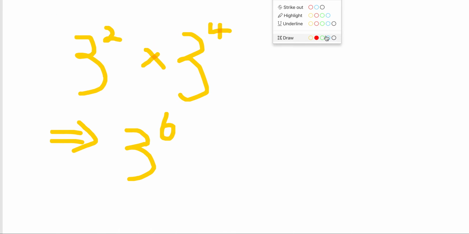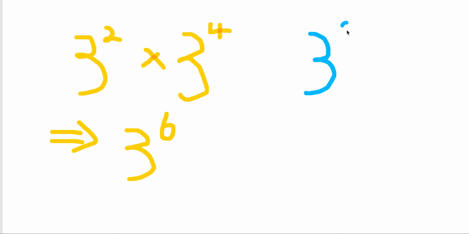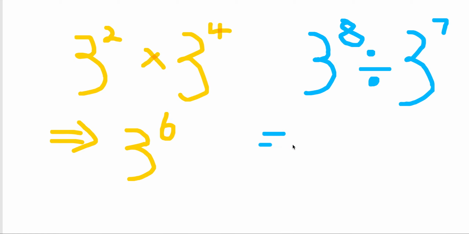Okay, another rule here, basically the opposite of this one. I'll write it up here, in fact. Let's use blue. 3 to the power of 8 divided by 3 to the power of 7. This will give you 3 to the power of 1, because when we divide two numbers together, the exponents will subtract if these numbers are the same.